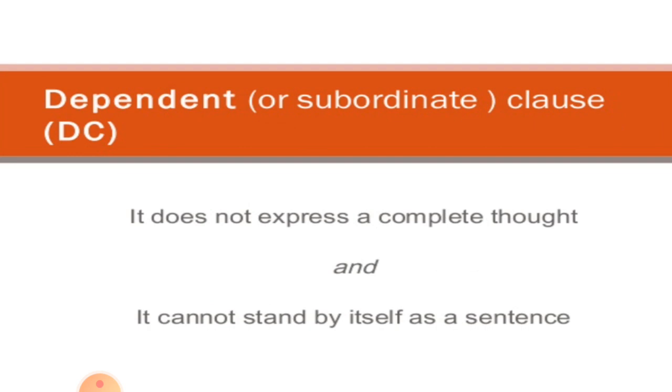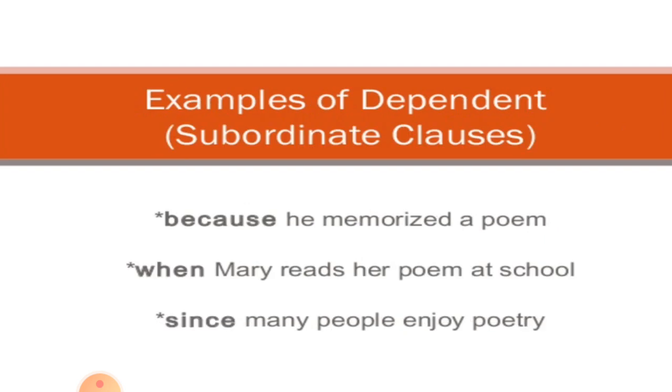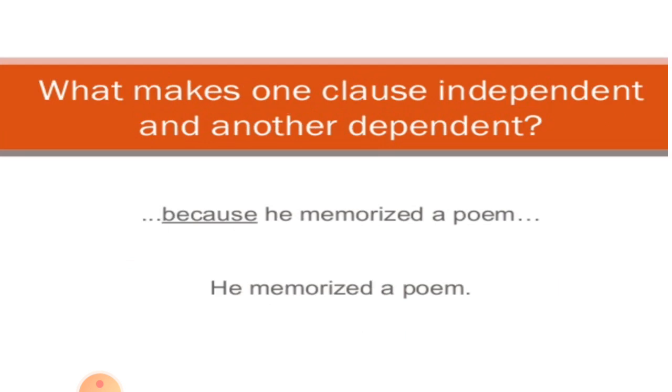Here, a dependent clause starts with a subordinator and it does not express a complete thought and it cannot stand by itself as a sentence. Example: because he memorized a poem. When Mary reads her poem at school, since many people enjoy poetry.